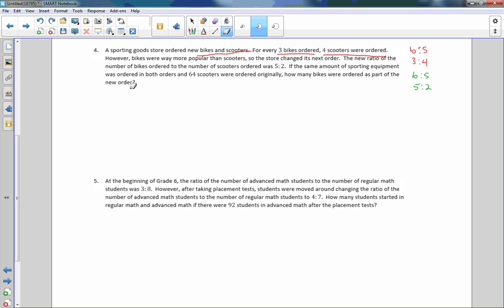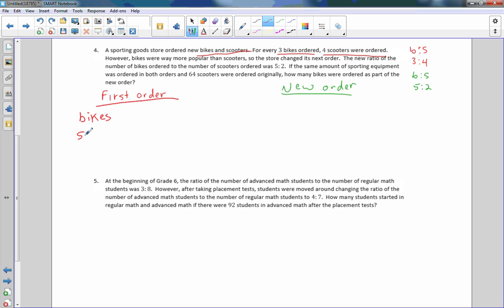Let me change colors. Let me go back to red. So here's our first order. And then we're going to do a new order. So the first order was bikes and scooters. And the ratio was 3 to 4.